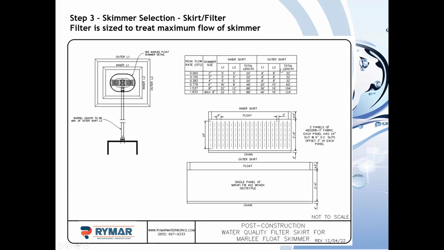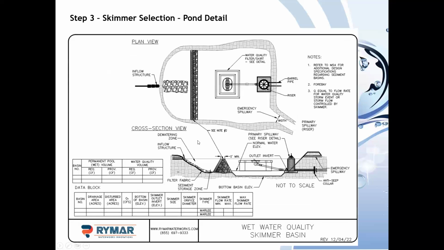So you'll see the maximum L2 on the outer skirt is 16 feet. Because our max 8-inch skimmer flows at almost 2 CFS compared to our 4-inch skimmer at just 0.4 CFS, that means the L1 has to get pretty big. So it's up to 46 feet. Now we're hoping when we do our NJ-CAT testing, we're able to reduce that down. I really think probably a 12 by 12 would actually work well, but we have to go with the testing we have currently to date.